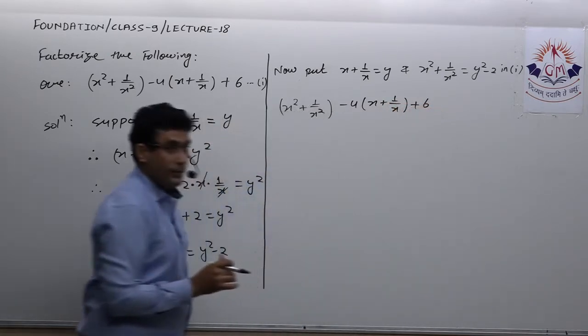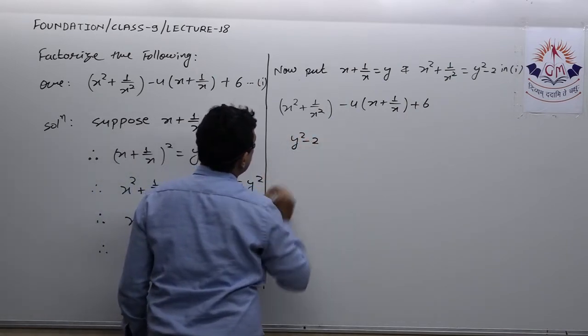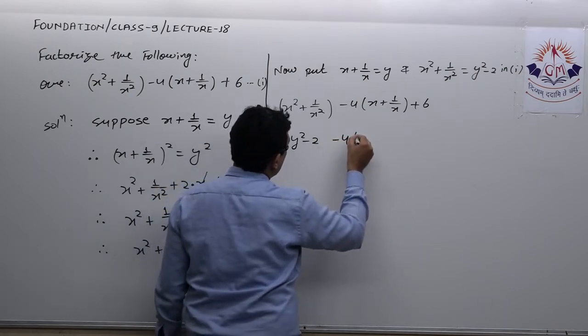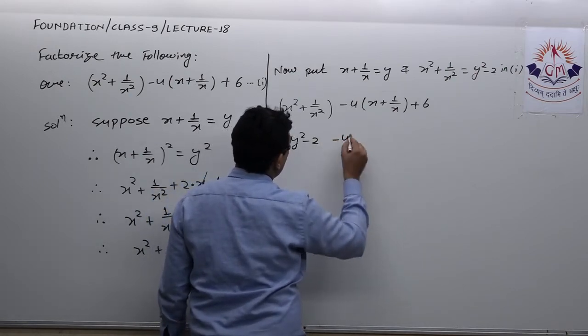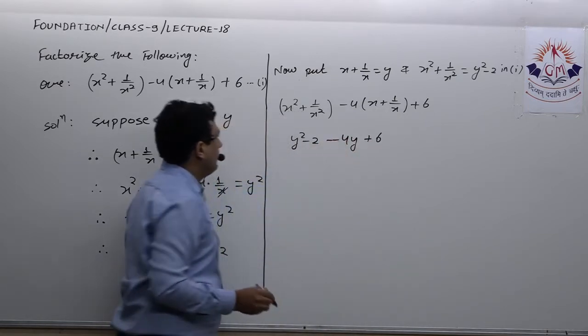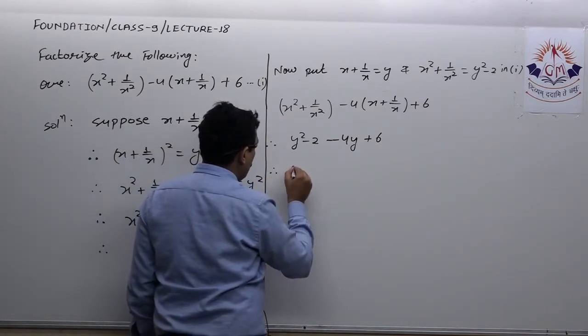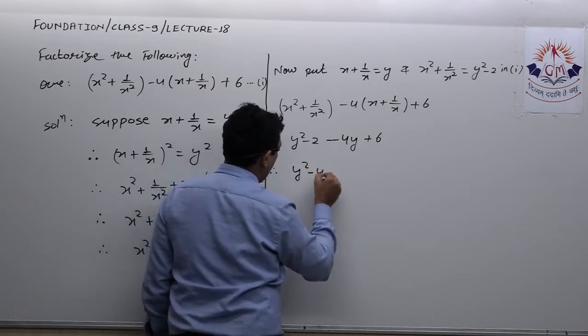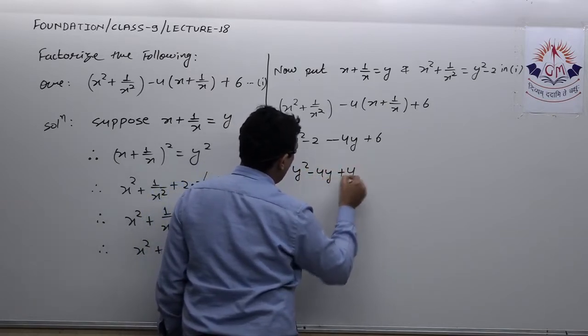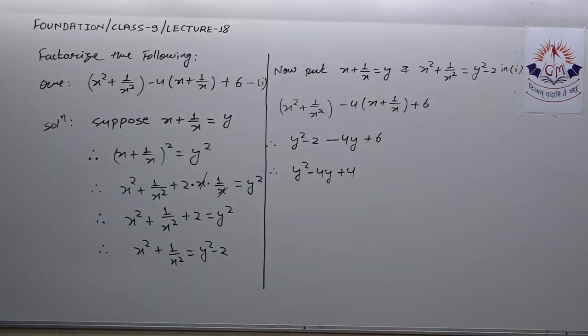So now when I substitute values here, I get y square minus 2 minus 4y plus 6. Okay, y square minus 2 in place of x square plus 1 upon x square. Therefore here I get y square minus 4y plus 4. Now I have to find the factors by splitting the middle term, so that you know very well. Try to find its factors further.